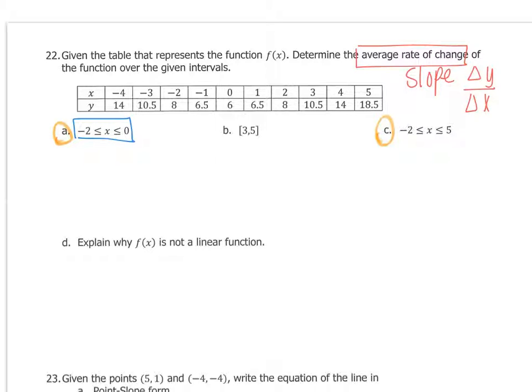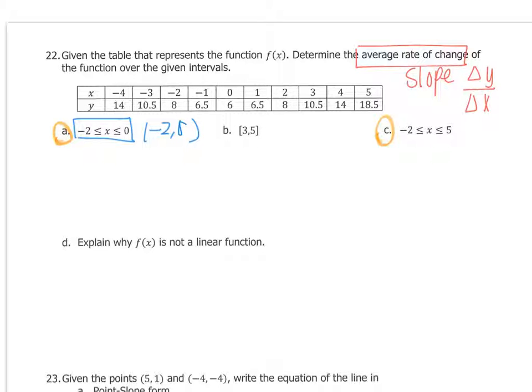So instead of plugging into a function, instead of plugging into an equation, we say that negative 2, comma, something. Negative 2, if we look at the table, outputs 8. So negative 2, comma, 8 is our first point.